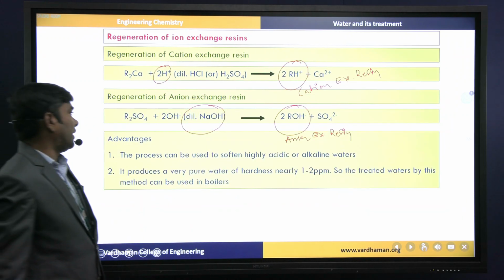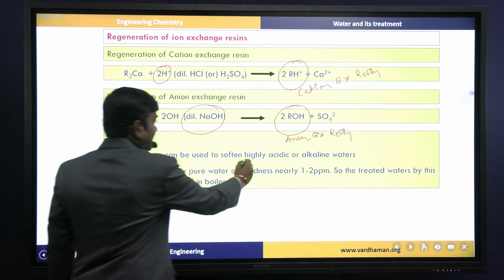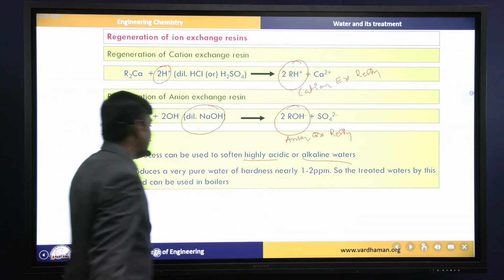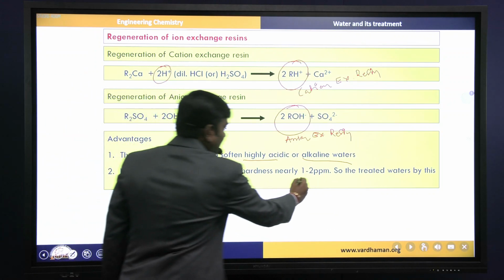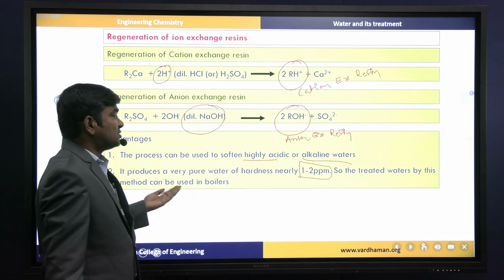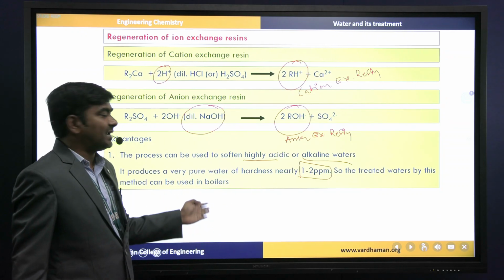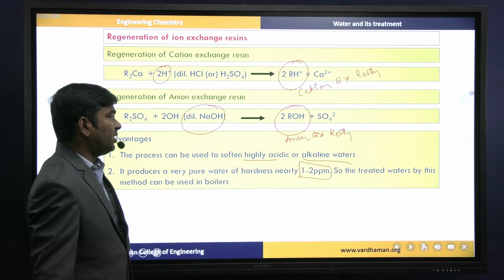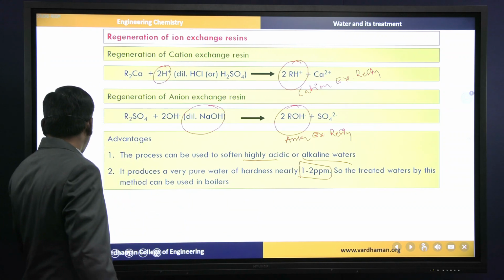Next, advantages. The process can be used to soften highly acidic and alkaline waters. It produces very pure water of hardness nearly 1.2 ppm, because any salt can be removed here, as all the cations and all the anions are removed. The water treated by this method can be used in boilers.